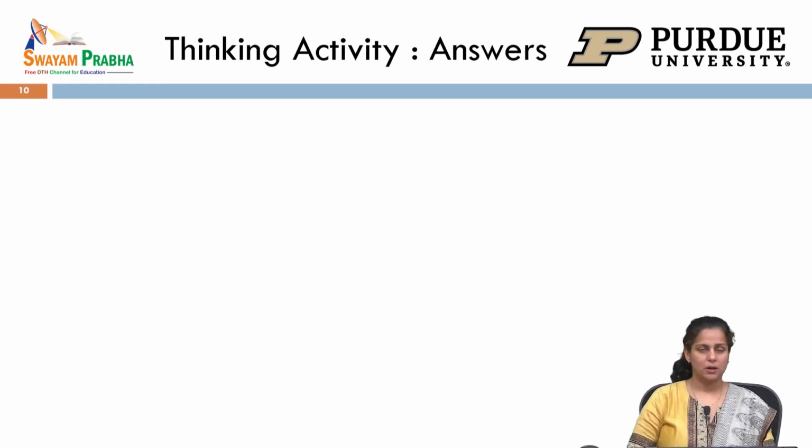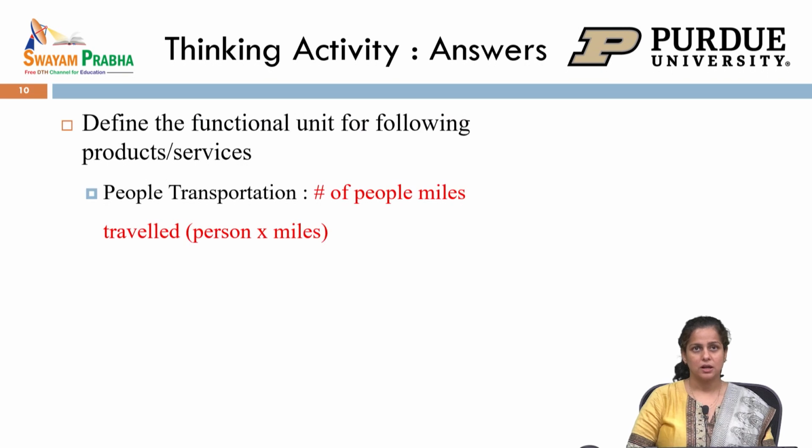So, let us think about the answers. Our first LCA product or service was people transportation. So when we think about people transportation, let's think of railway metro. It could be the Delhi metro or Bombay metro or Chennai metro, and it is not the number of trips or the number of travelers or the number of trains that are running, but it is actually how many people are using it and how many miles they are traveling.